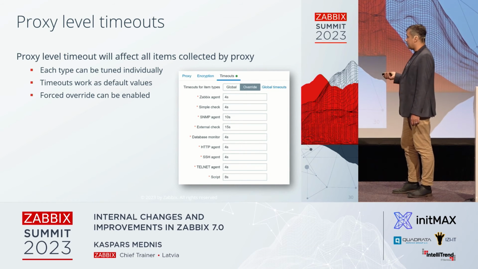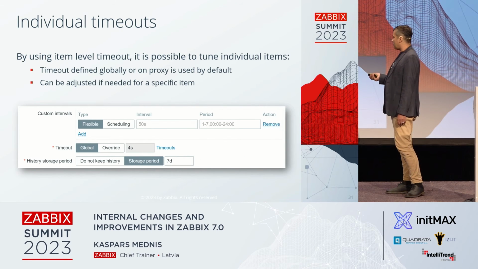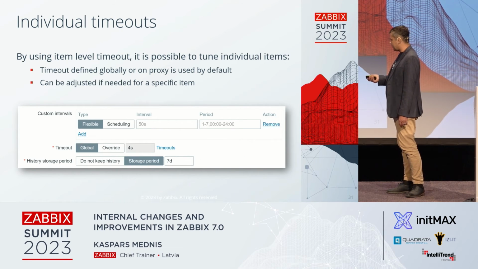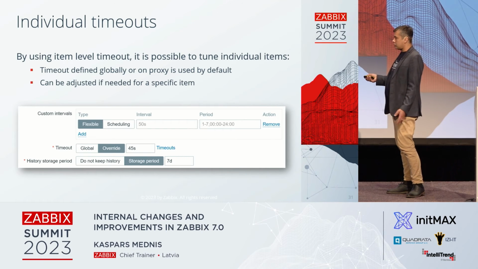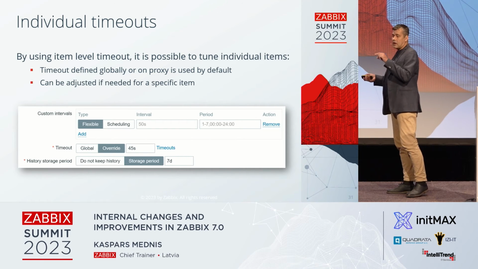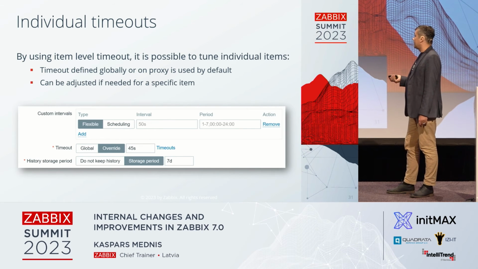And if you need even more tuning, you can go to item. The item form also has a timeout, and you can override it. Yes, so you can just go to one single item, which is very slow, and you can override and change it. So this should be really, really great.